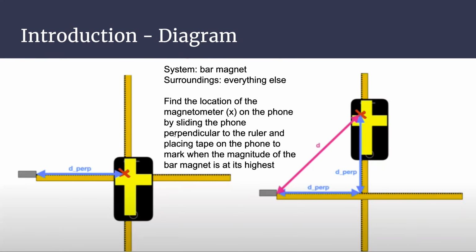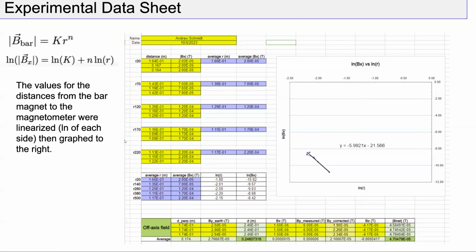Introduction. So the system is the bar magnet, that gray rectangle, and the surroundings are everything else. And the task was to find the location of the magnetometer, that red X on the phone. And that was found by sliding the phone perpendicular to the ruler and placing tape to mark when the magnitude of the bar magnet is at its highest. And then you can use those two pieces of tape to find the X.